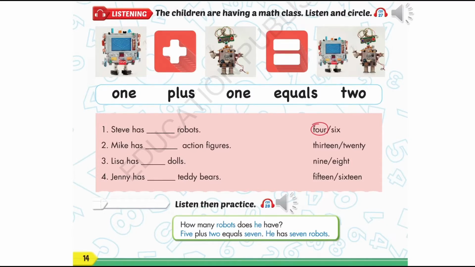Alright, 3. Lisa has 11 dolls. She gives her sister 2 dolls. How many dolls does Lisa have? 11 minus 2 equals 9. She has 9 dolls. You're right.